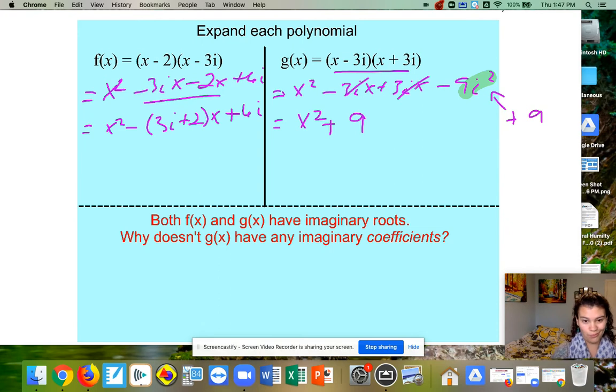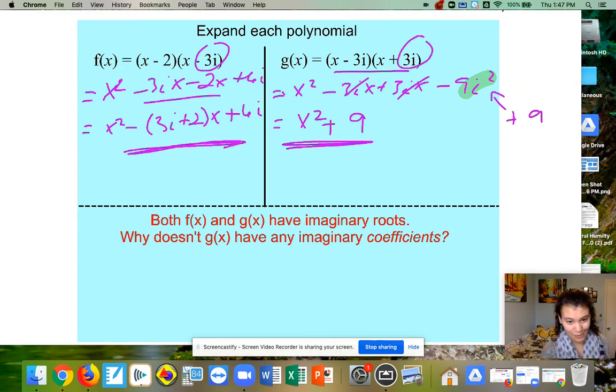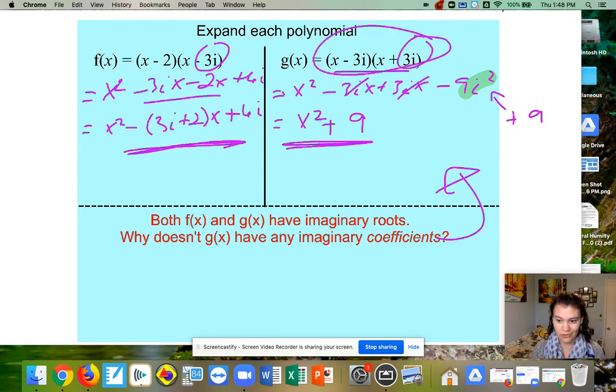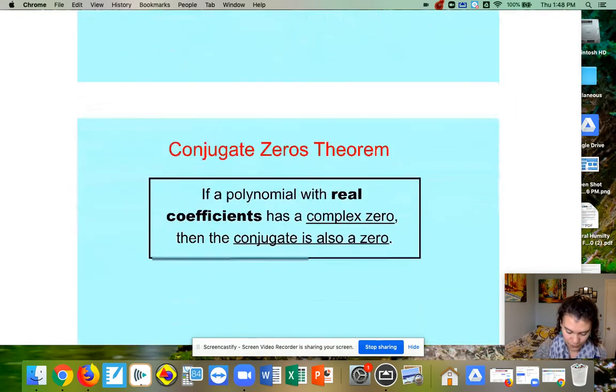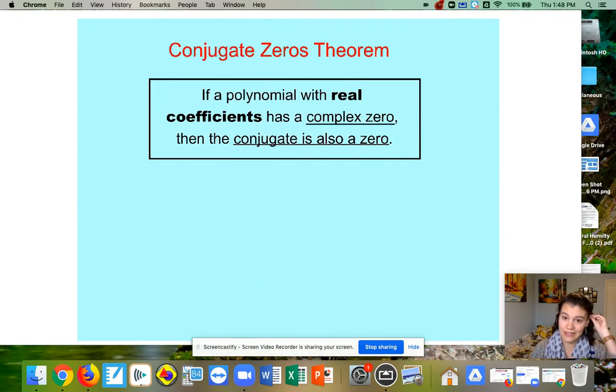So they both start out with imaginary portions, but this one ends up with just real numbers, and this one has a whole mess of imaginary numbers. So you want to think about why does this one not have imaginary coefficients? The reason comes from this one has two conjugates. So the conjugates cancel each other out from the last video. So that's all the conjugate zeros theorem is saying, kind of.